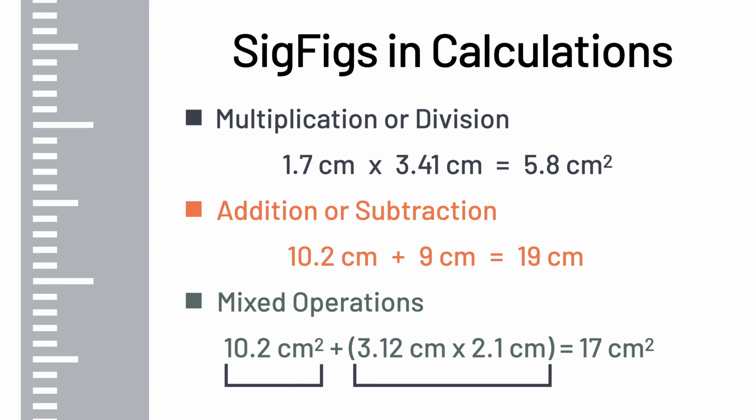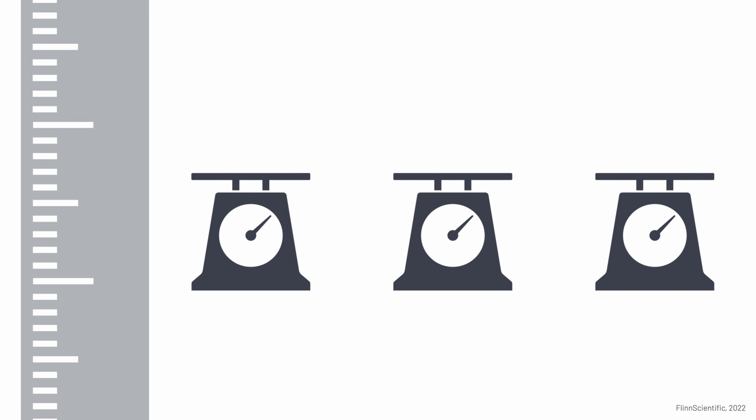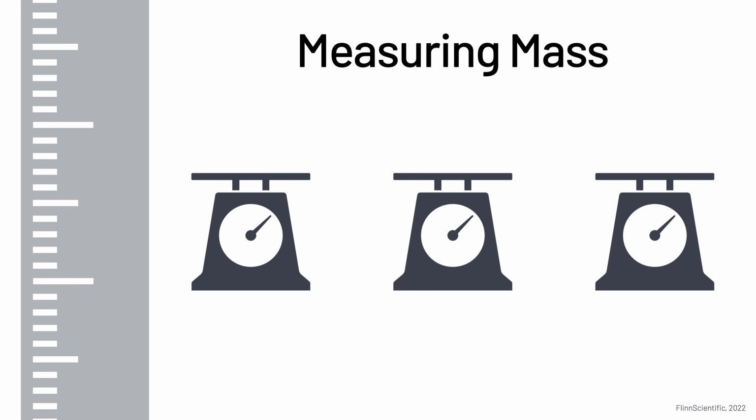Okay, we've covered all the rules, but why does it matter? Well, let's take 3 different balances. These are the devices that you use in your science classroom to measure mass. Let's say each of them has a different accuracy. The first measures to, let's say, the hundredths place, the second to the thousandths, and the last to the 10,000th place. This means that as we move from left to right, we are increasing in significant figures.